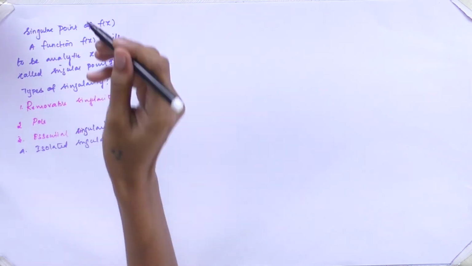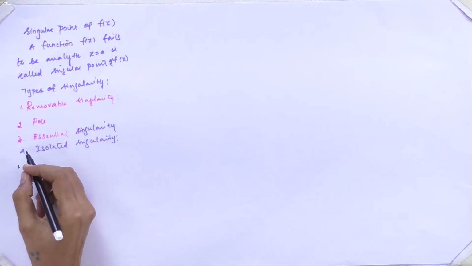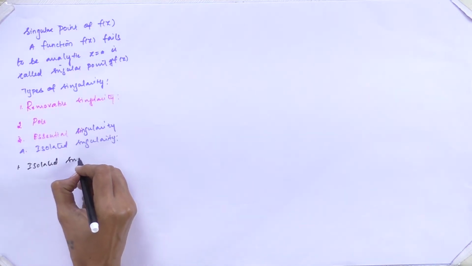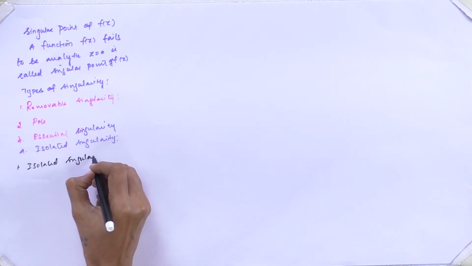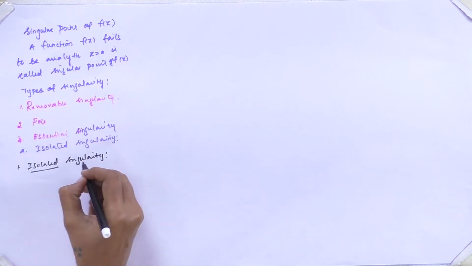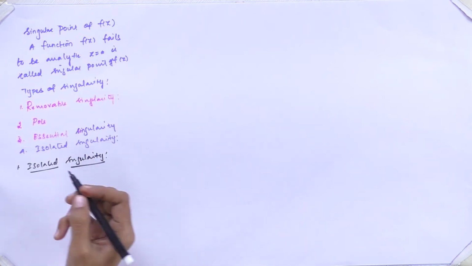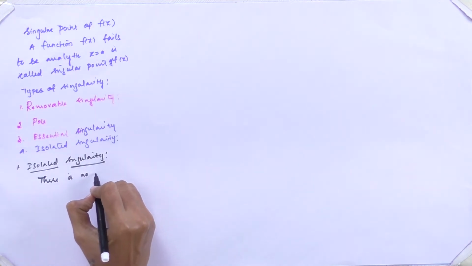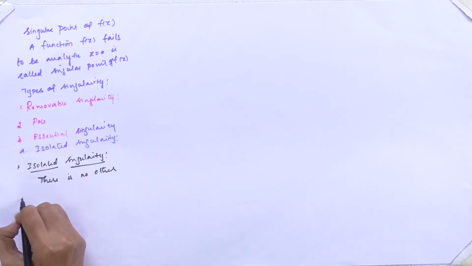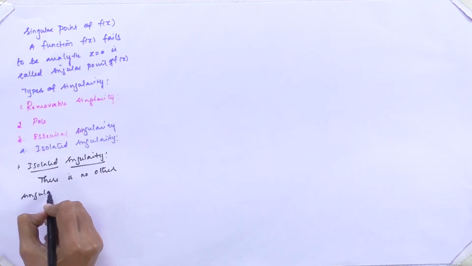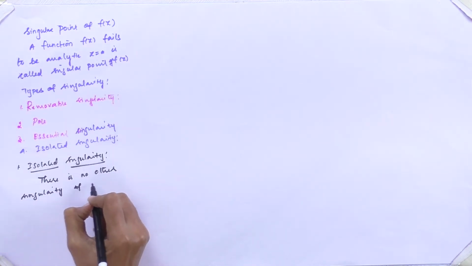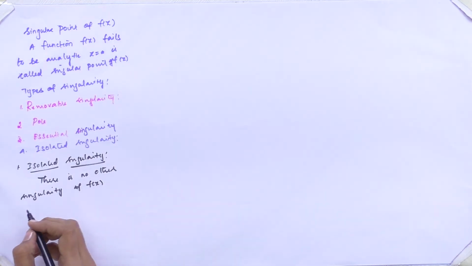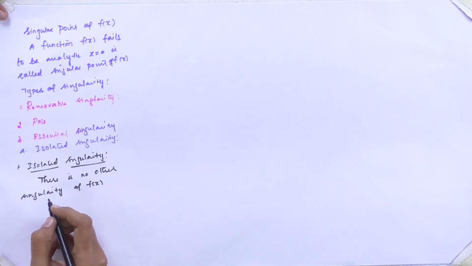The first one, isolated singularity. It has a meaning itself in the definition. There is no other singularity of f of z in its smaller neighborhood. And the next one is removable singularity.